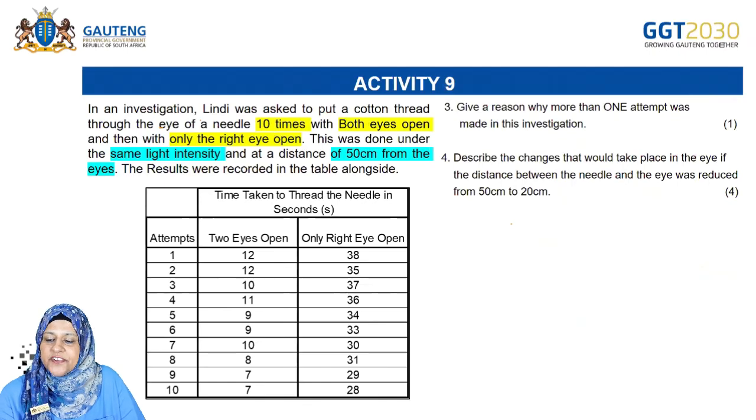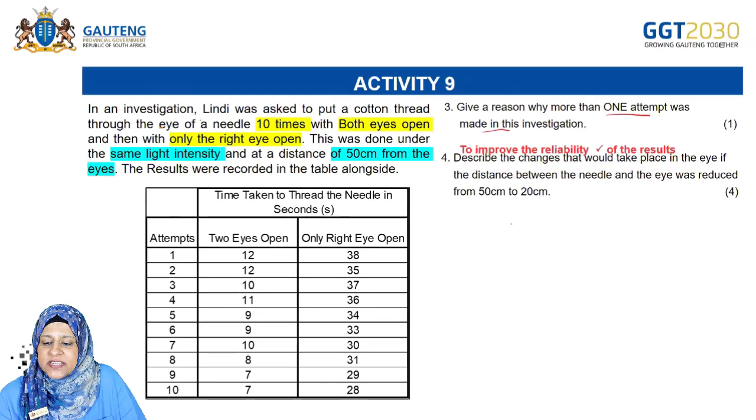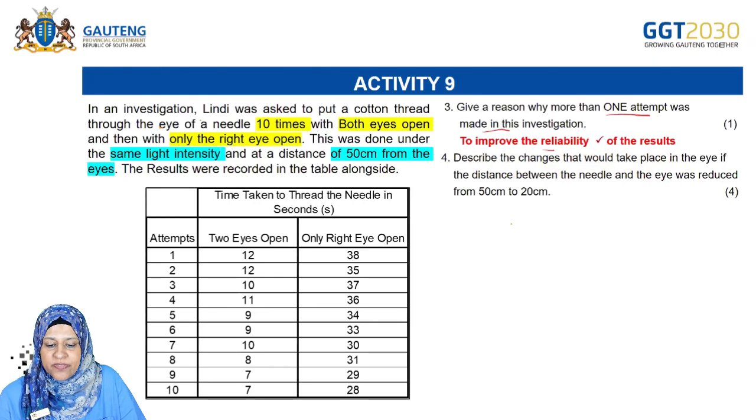Right, so now give a reason why more than one attempt was made in this investigation. Obviously, that is to improve reliability, because we did the experiment more than once, so we did 10 attempts.